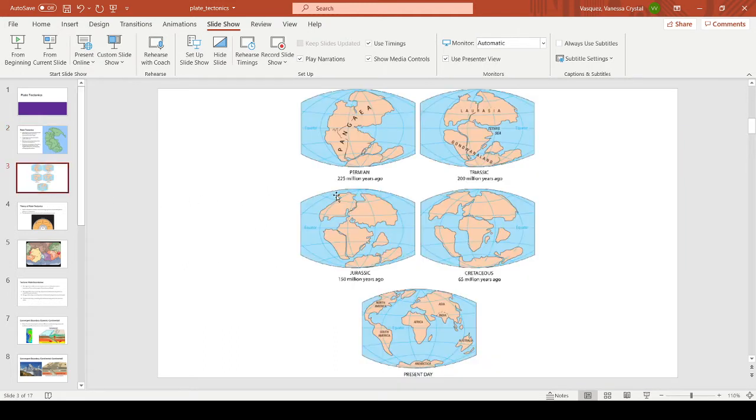And I wanted to provide all these maps to show how Pangaea broke apart. Pangaea broke apart during the Triassic era, as we can see here. The reason Pangaea broke apart was due to continental rifting, which we will learn later in the lecture. And we can see the separation of this supercontinent and how it looks in the present day.